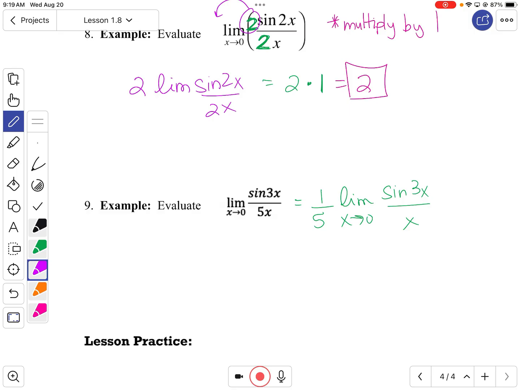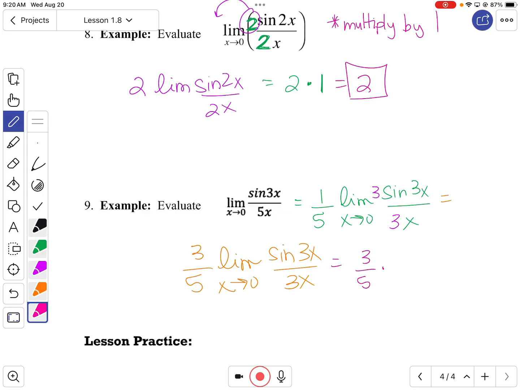Now, I need a 3, but I can't just throw a 3 down. I have to throw in a 1. Okay, so 3 on the inside, 3 in the denominator and 3 on the top, in the numerator. I don't need to leave the 3 in the numerator inside, so I'm going to pull it out. So now I have 3/5 the limit as x approaches 0 of sine 3x over 3x. What do we know that limit's equal to? 1. So I have 3/5 times 1, which is just 3/5. Okay? That's multiplying by a well-chosen 1, right? A well-chosen number 1.